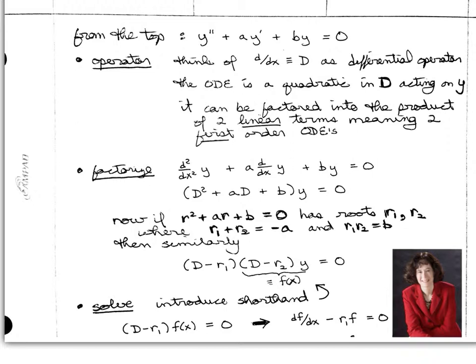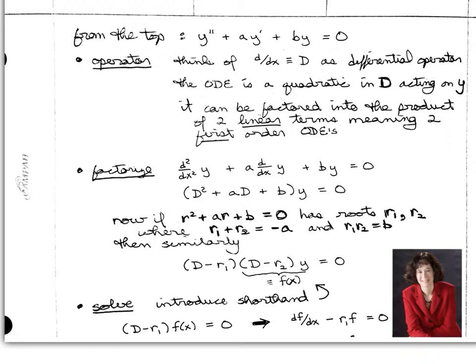We talked in class about what the form of the solution is, what that means, and what some examples are of using that form of the solution. This is showing why that's the solution. So, to begin, let's think of the derivative with respect to x as a differential operator and call it d. And then we can think that this ordinary differential equation we've written is actually a quadratic in d that's acting on y.